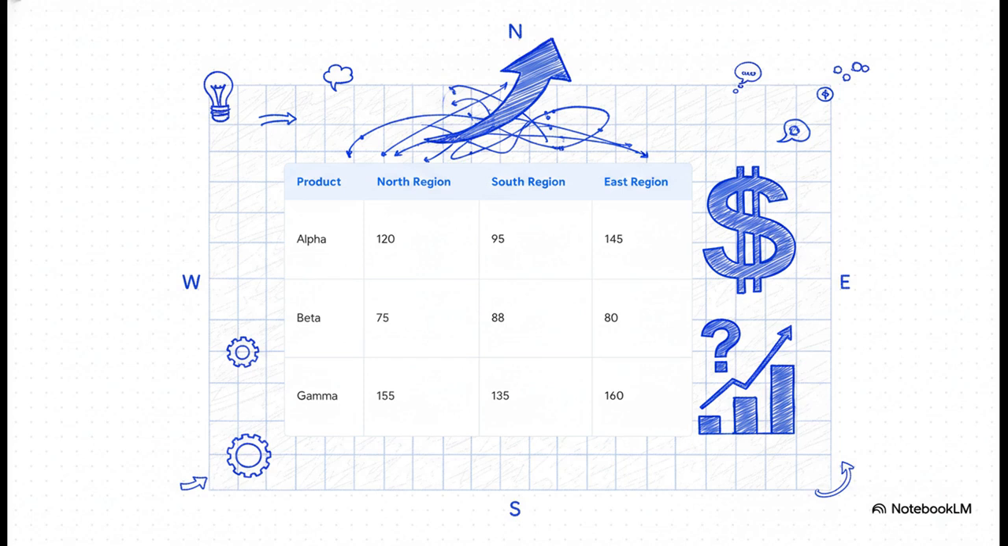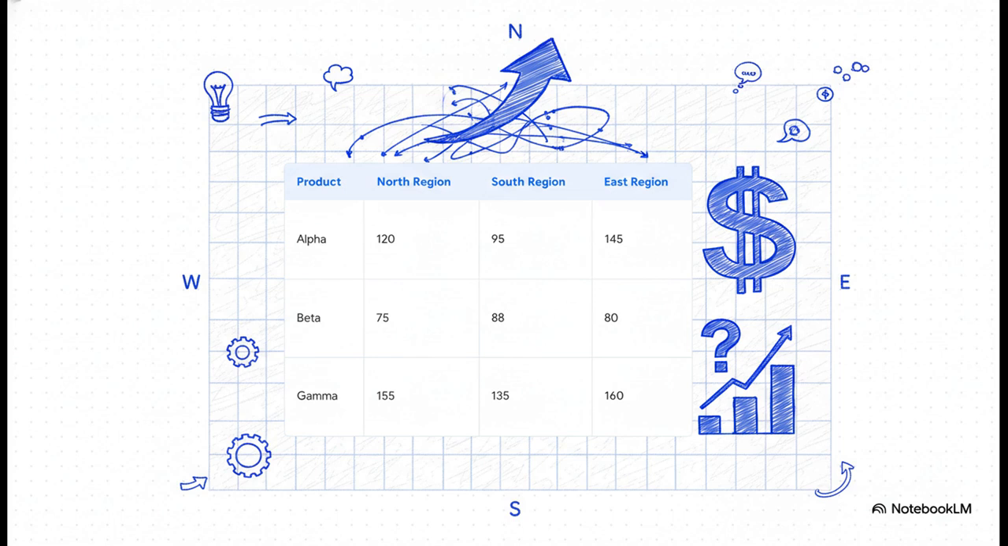And instantly, your eyes should be drawn to the extremes. First, the hero of the story. Product Gamma in the East region, bringing in a clean $160,000 in profit. That's our cash cow. But then, look over here, the problem child. Product Beta in the North, with a profit of only $75,000.